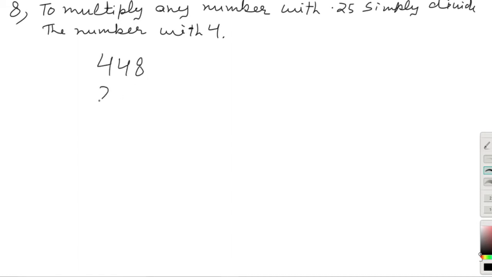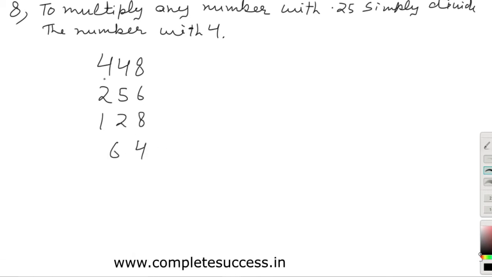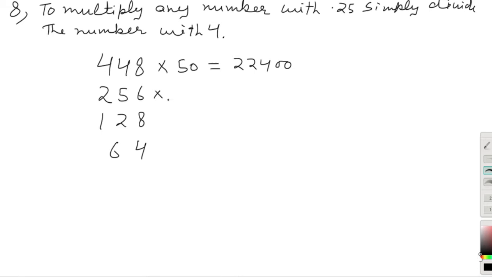Example, 448. So if I have to multiply it with 50, I first multiply it with 100, means there will be 00, and then I'll divide it with 2. So this becomes 22400. Is it clear? So simply half the number, 448 is 224, then 00, 22400.